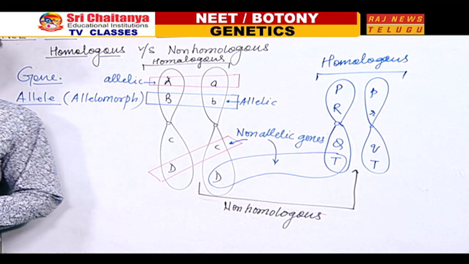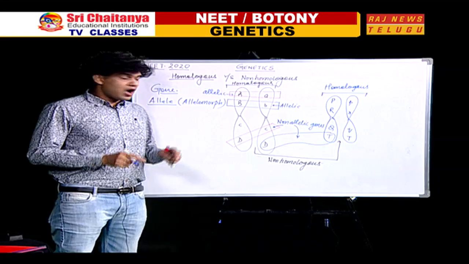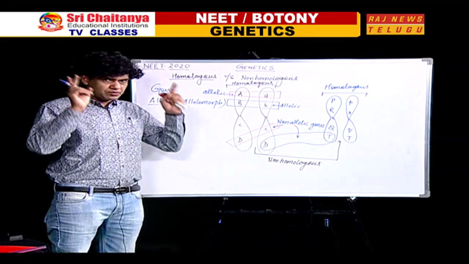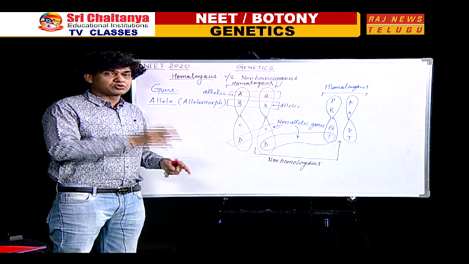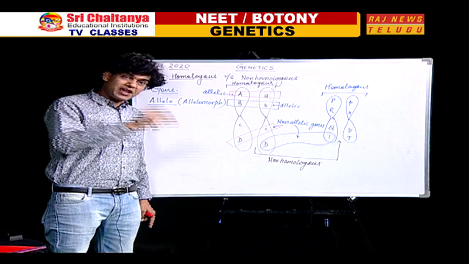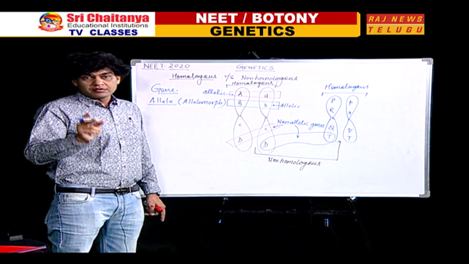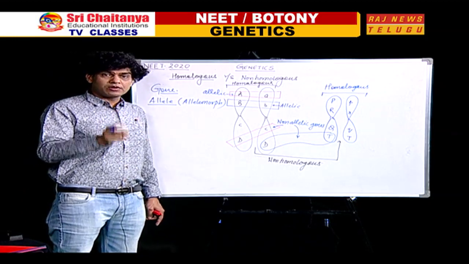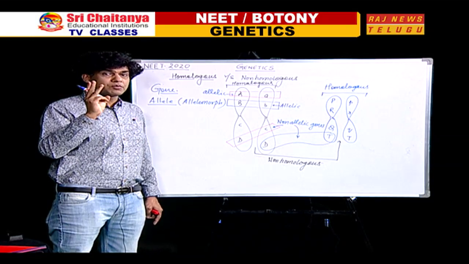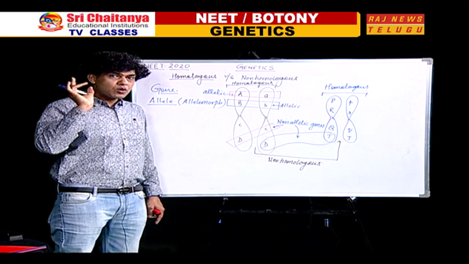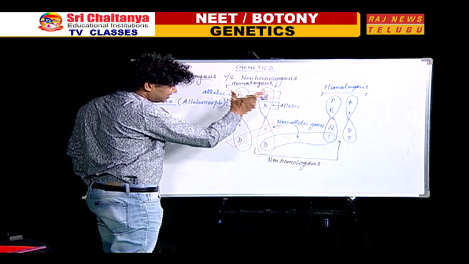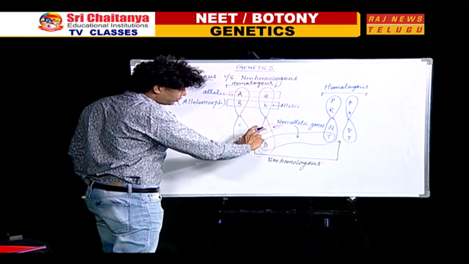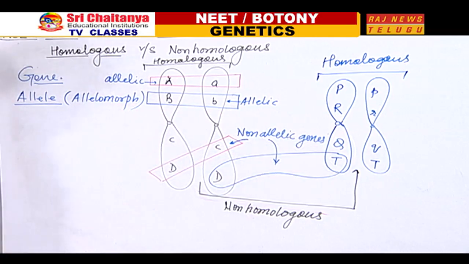So I would like to conclude that allelic genes are always present on homologous chromosomes, yes, but all those genes which are present on the homologous chromosome are not allelic. They may be allelic or they may not be. They can be considered allelic only if they follow the three common conditions: common chromosome, common locus, common character. So this is the allelic gene, this is the allelic gene, this is the non-allelic gene, and this is also a non-allelic gene.